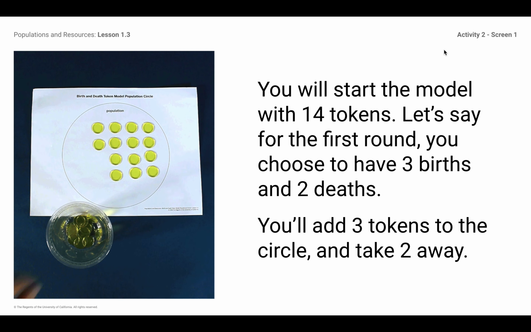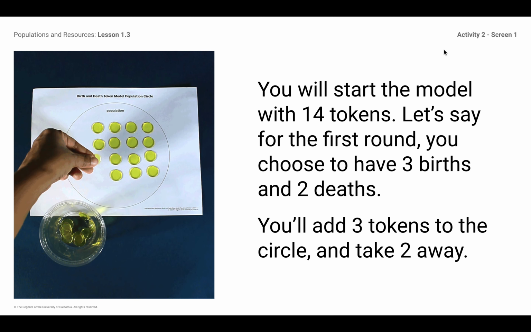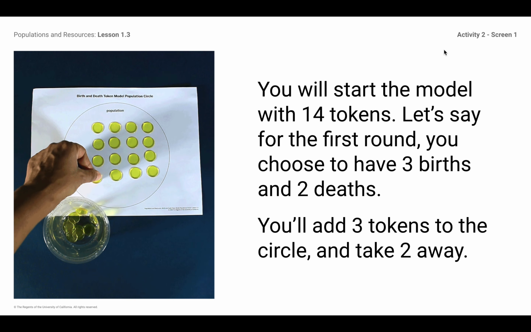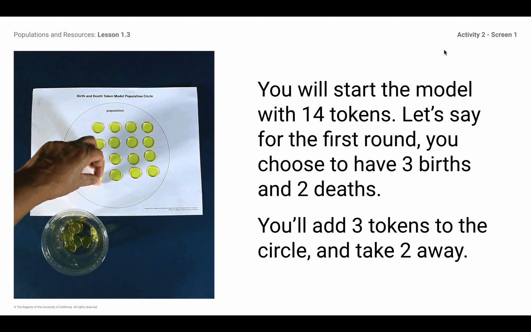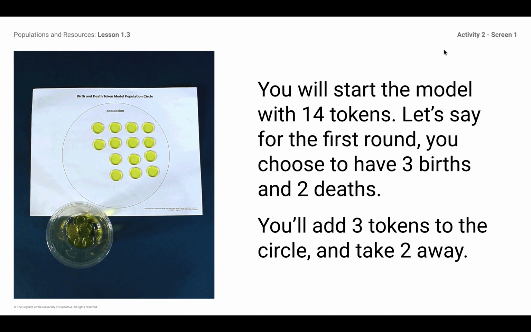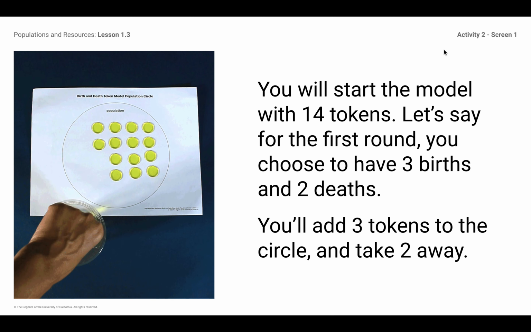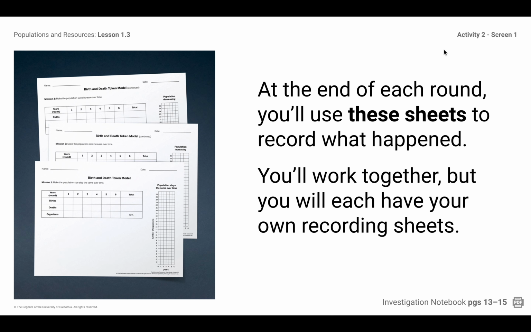They had to constantly be aware of how many tokens they started with, and they got to choose. They didn't have to follow any kind of a pattern. They got to choose whether to take out 1, 2, or 3 tokens, and they could do whatever they want. We did 3 different rounds of this, so there were 3 different missions and 3 different data charts.